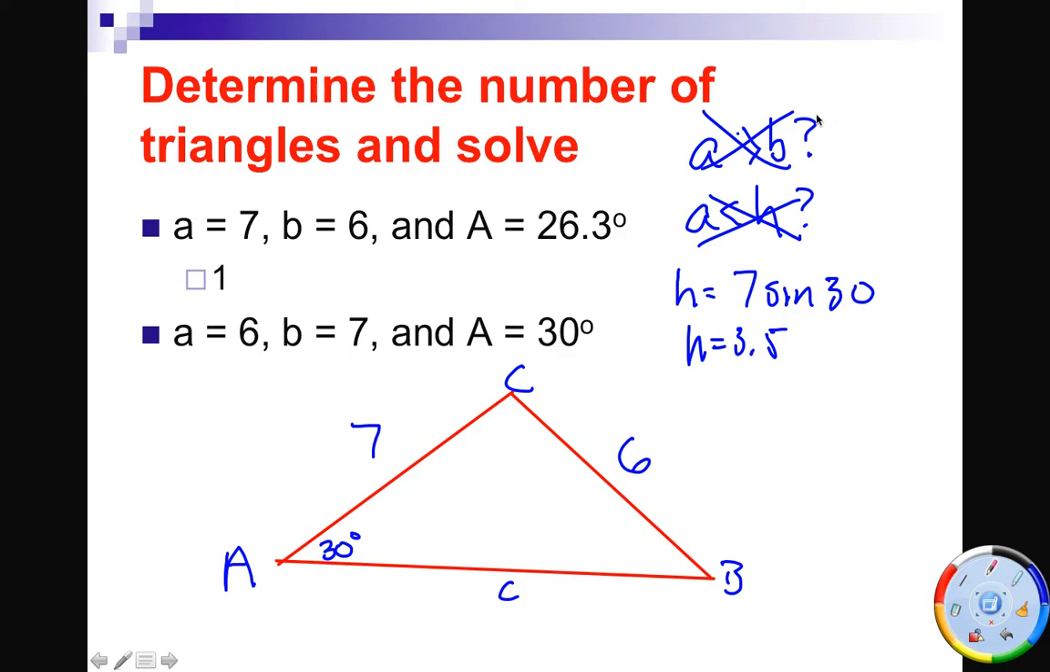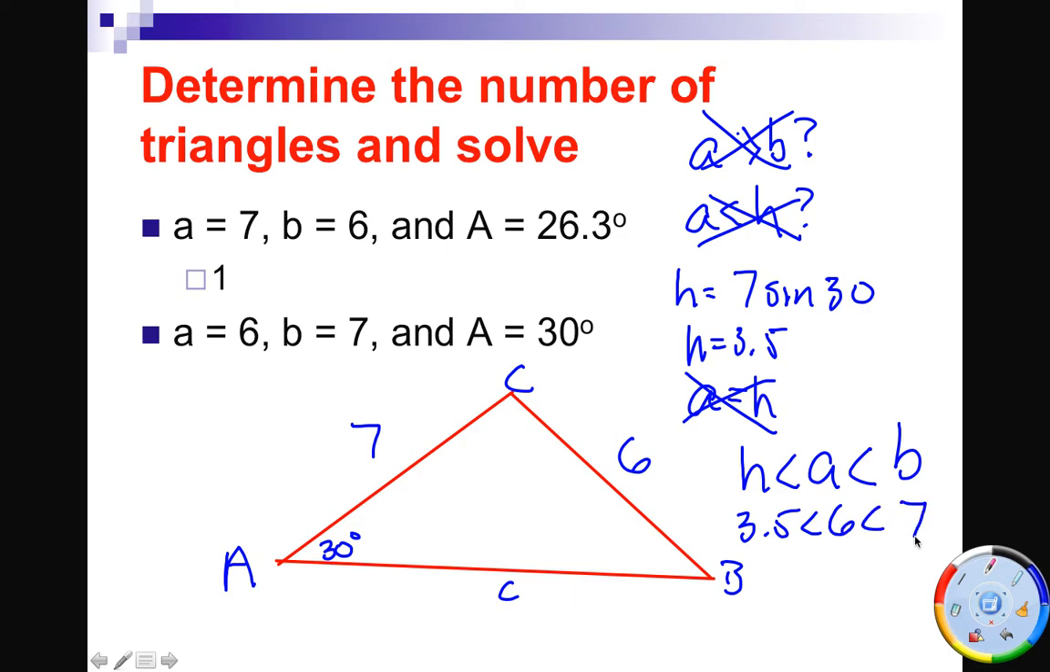Is A bigger than B? No. Is A less than H? No. Is A equal to H? Sorry, it would be helpful if I wrote things down correctly. No. Dang. Is H less than A less than B? Well, let's figure that out. It's easier with numbers: 3.5 less than 6 less than 7. Yes. And if that statement is true, then you get two triangles.